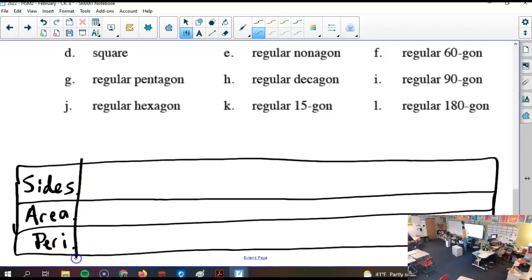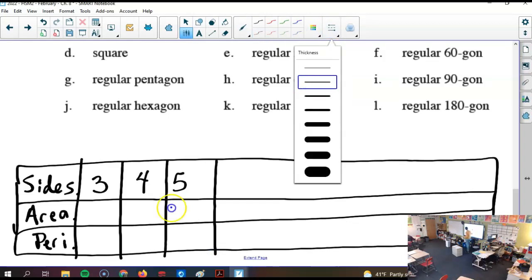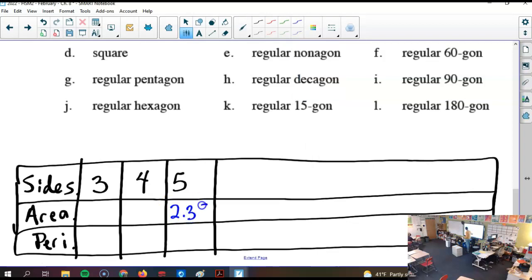Now hold up. We're gonna calculate for 3 and for 4 as well, so you might start wanting to split up. But for 5 sides, we just said 2.38. Oh, we're doing things with a radius of 1. Yeah, all of them are gonna have the radius of 1. And our perimeter we found to be 5.88.